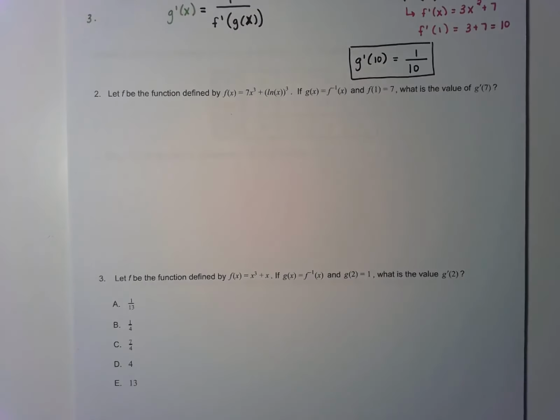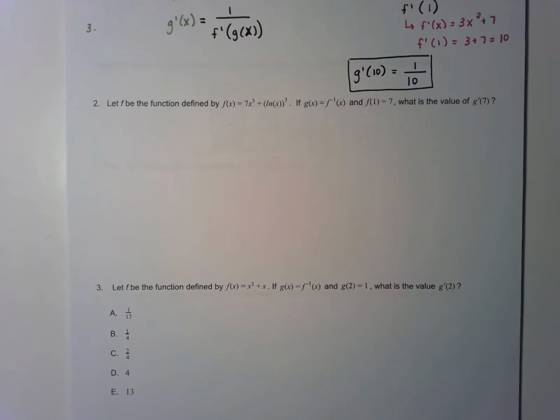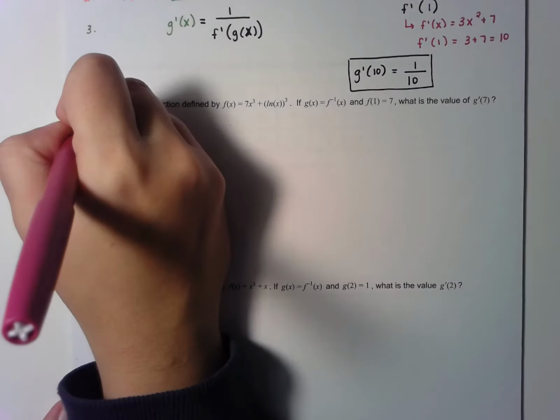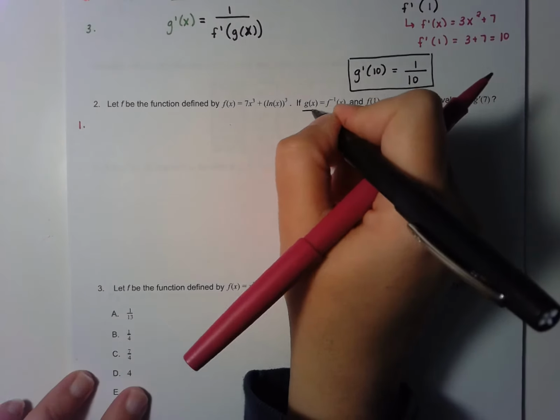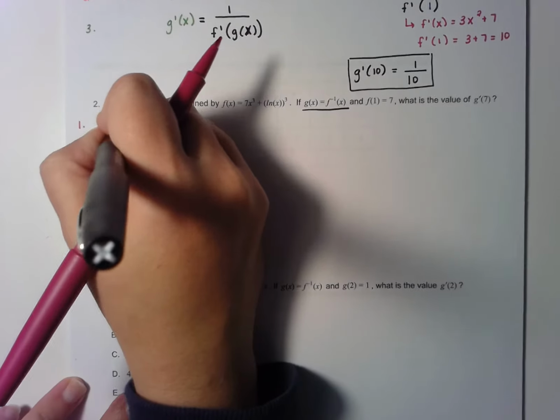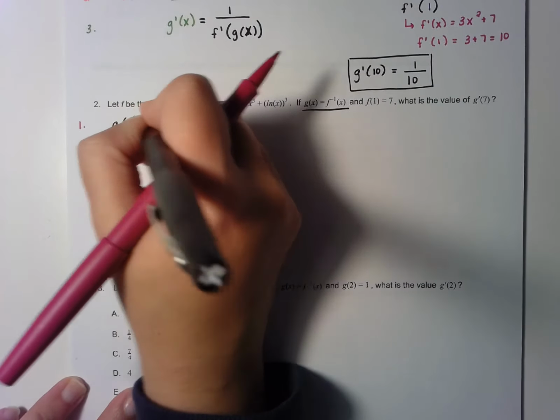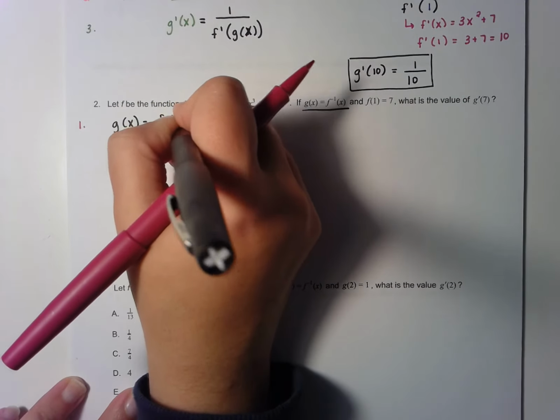So problem number 2 says, let's let f be a function defined here. We've got this long equation. G is going to be f inverse. F of 1 is 7. What is the value of g prime of 7? Just like before, step number 1 is going to be to get rid of the inverses. So my original equation here is g of x equals f inverse of x.